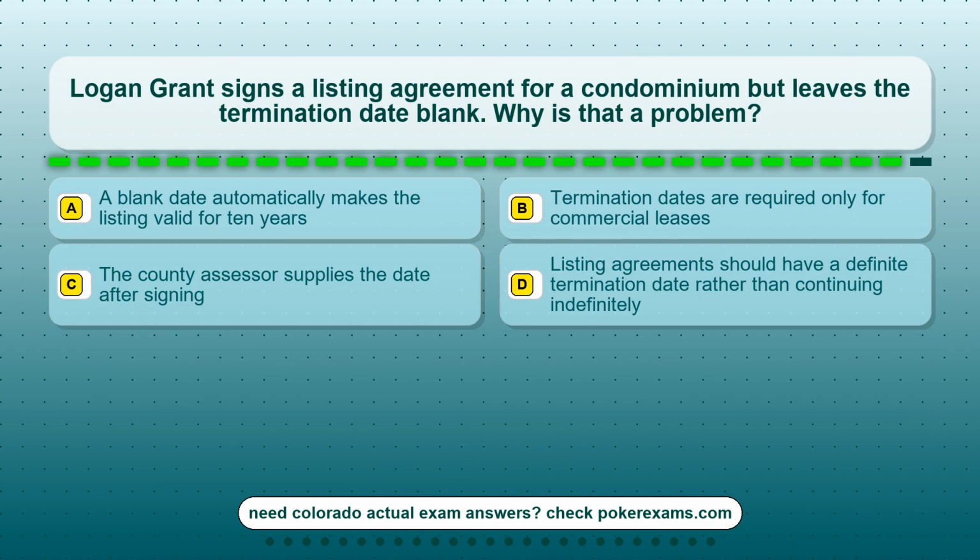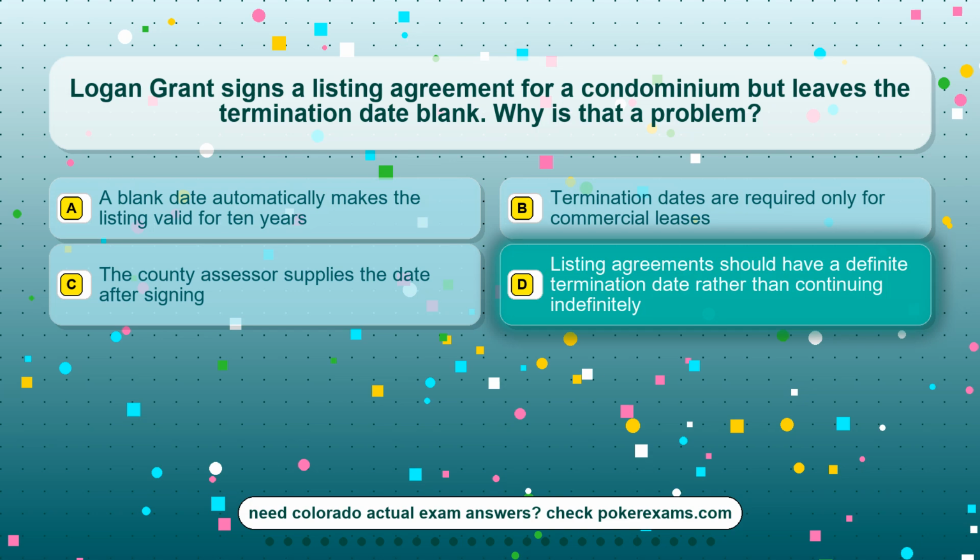Question 13. Logan Grant signs a listing agreement for a condominium but leaves the termination date blank. Why is that a problem? Option A. A blank date automatically makes the listing valid for 10 years. Option B. Termination dates are required only for commercial leases. Option C. The county assessor supplies the date after signing. Option D. Listing agreements should have a definite termination date rather than continuing indefinitely.